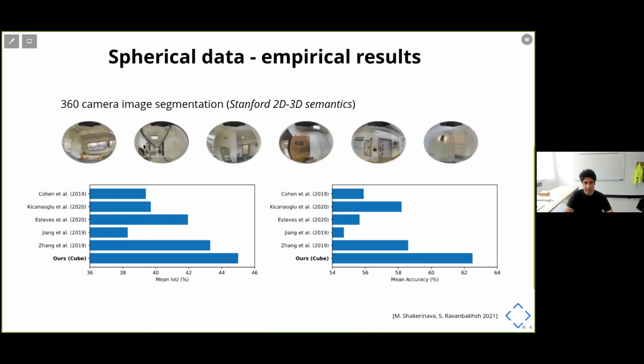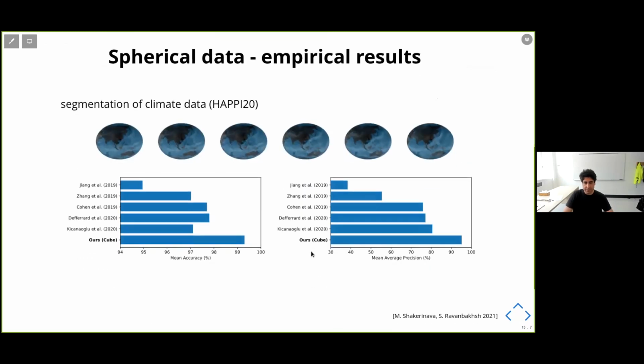So if you look at the omnidirectional camera image segmentation, the Stanford 2D-3D data set, we get much better results than the existing methods. And the same is true for semantic segmentation of the climate data. So here again, the model for the cube is very scalable and it performs really well in practice.